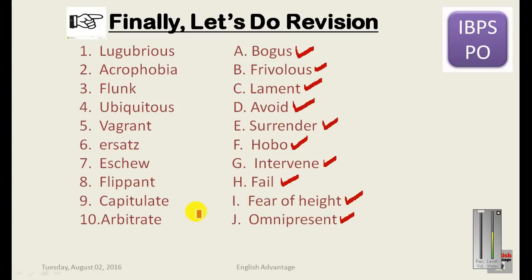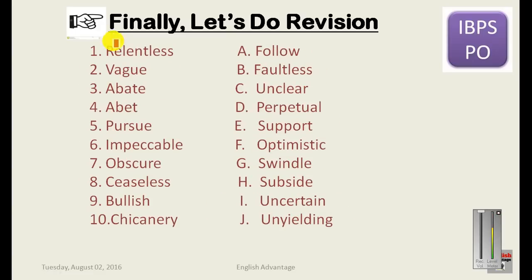So here your revision is done. One more revision sheet is there. So let us do the revision through this sheet. Relentless means unyielding. You are not ready to surrender. Vague means uncertain. Abate means subside or decreasing of something. Subside. Pursue means follow.